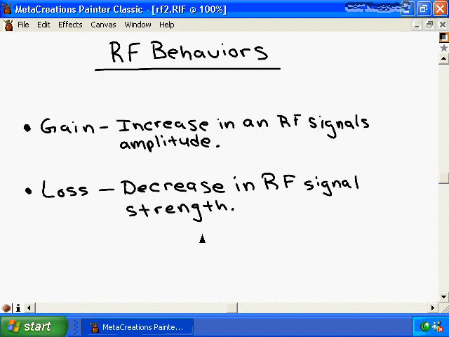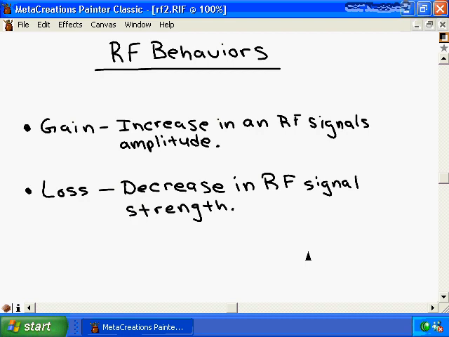In contrast, loss is the term used to describe a decrease in radio frequency signal strength. Loss can occur while the signal is being transmitted through the cable and while it's being transmitted through the air. For example, impedance mismatches in the cables and connectors can cause the power to be pushed back or reflected back to the transmitter. We'll learn more about impedance in a few more minutes.